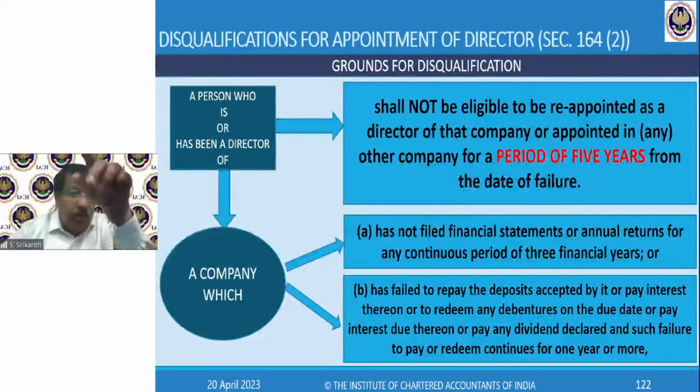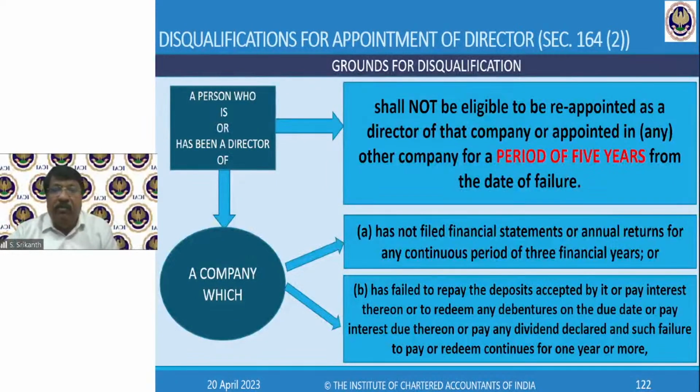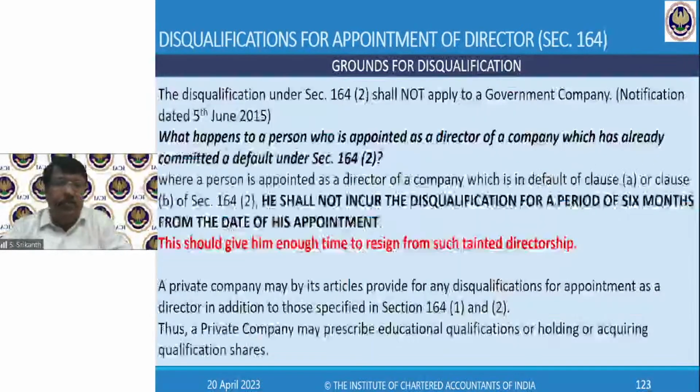So such a person shall not be eligible to be reappointed as director of that company or appointed in any other company for a period of 5 years from the date of failure. If he is already a director in some company, he will not vacate. But when he comes for reappointment, he cannot be reappointed for 5 years from the date of failure. So 164.2 is a separate provision.